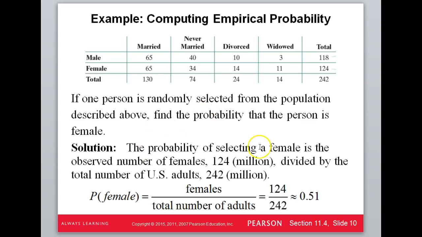Okay, so the probability of selecting a female is the number of females, which is this over here. Alright, not this. This is just married females. So you go all the way over here to total females, and then we divide by the total number of adults in our population, which again is the total over here. So that's where these numbers are coming from. There's the 242. There is the 124. Now these are in millions, but the millions would divide out, so we can just use the numbers from the table. So we divide those two, and we get about 0.51 for the probability, a little bit more than a 50-50 chance.